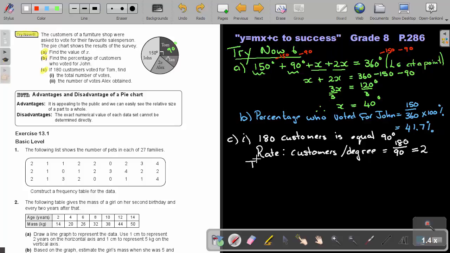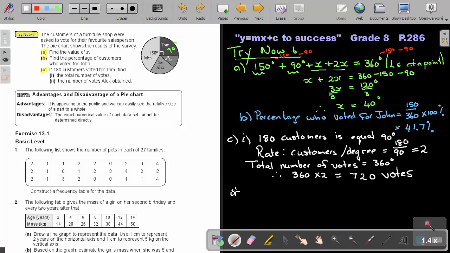And now remember, the total number of votes is 360. So therefore, it's going to be 360 times 2, and that is going to give me a total of 720 votes. So the full amount, the full pie chart, represents 720 votes.